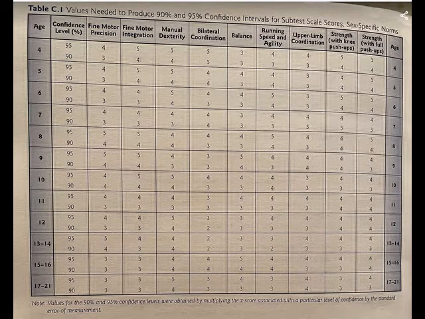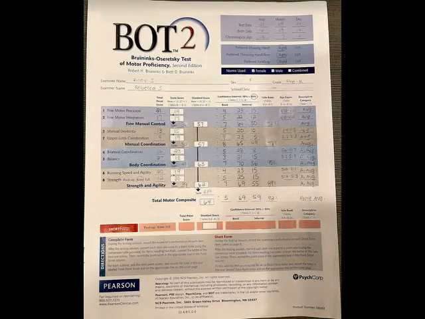To find confidence intervals, you will use tables C1 to C4 in the scoring manual. To clarify, the scores on my scoring sheet reflect a 95% confidence interval. These numbers are mainly used for research purposes. Table C1, pictured here, are the values needed to produce 95% confidence intervals for subtest scale scores. Since the individual I tested is 4 years old, I followed the first row at 95%. So, fine motor precision was a 4, fine motor integration was a 5, and so on. This number is then transferred back to the main page and put in the band column.